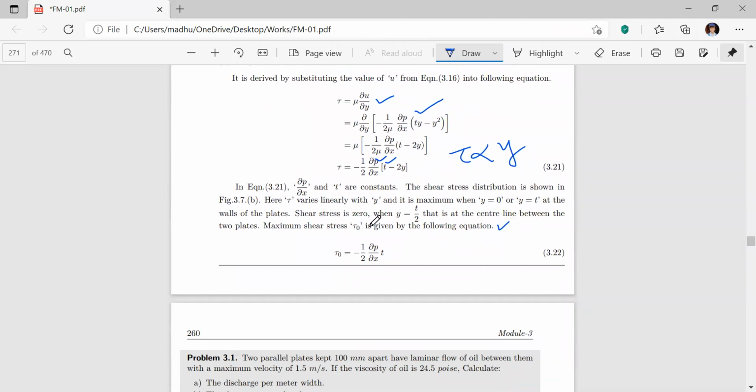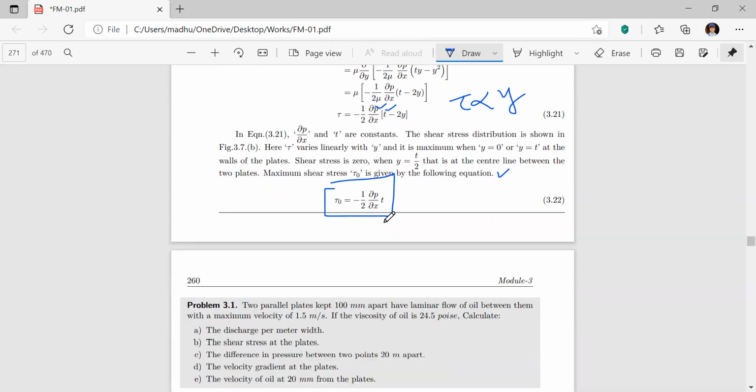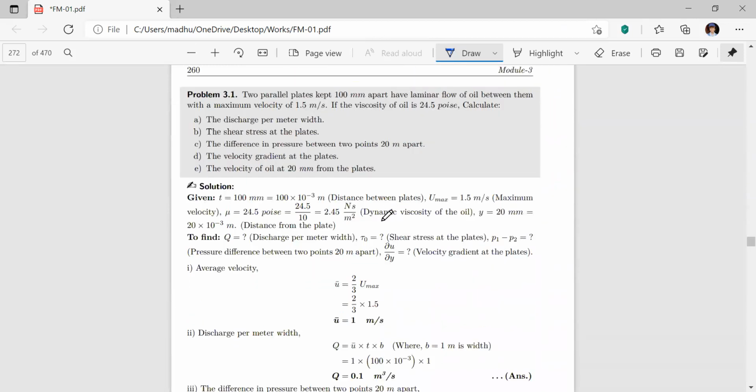Finally, the maximum shear stress, that is at the walls, can be obtained by this equation: tau naught is equal to minus 1 by 2 dp by dx into t. So these are the various expressions for fluid flow between two stationary plates that we have derived. So let us solve one problem on this.